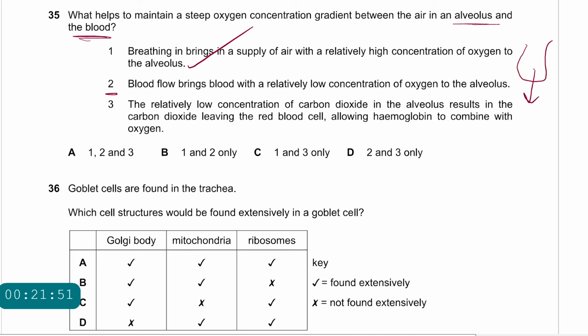Point 2. Blood flow brings blood with a relatively low concentration of oxygen to the alveolus. It literally implies the same point as before, that the capillaries now have a lower concentration of oxygen. Therefore, there's also going to be a concentration gradient, and oxygen goes from the air spaces to the blood capillaries down concentration gradients. So this is also correct. 3. The relatively low concentration of carbon dioxide in the alveolus results in carbon dioxide leaving the red blood cell, allowing hemoglobin to combine with oxygen. This is correct. The answer is going to be A.